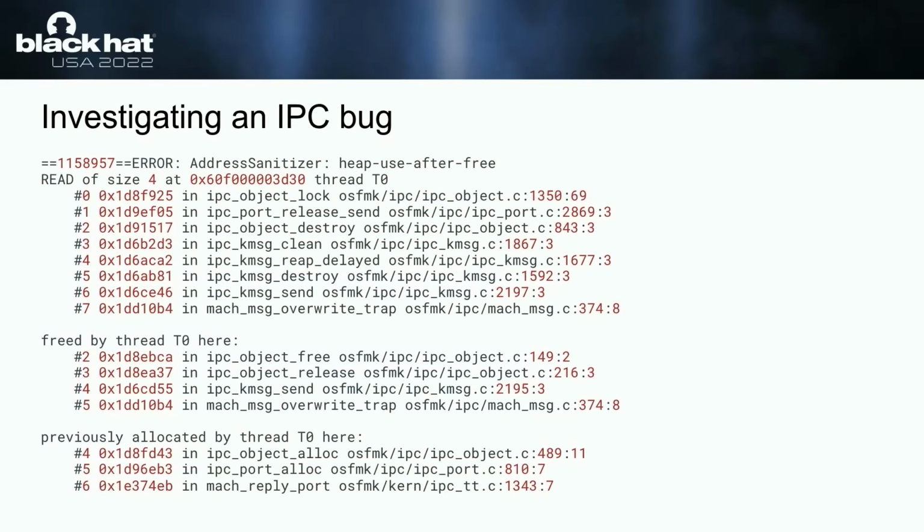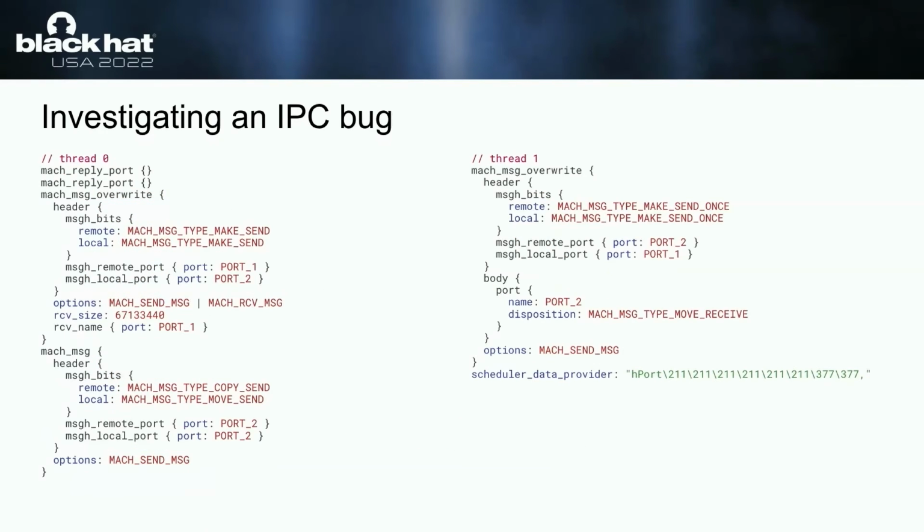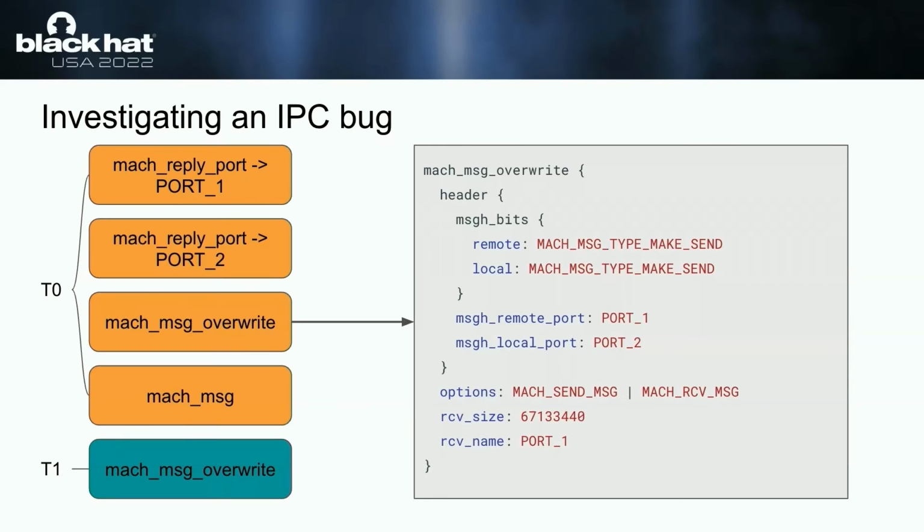So when I started running this, I quickly ran into a use after free bug. And it's interesting because it's in IPC, which is an area that's pretty interesting lately. And so I looked at the test case that the fuzzer produced, and I had no influence over this. It's completely straight out of the fuzzer.